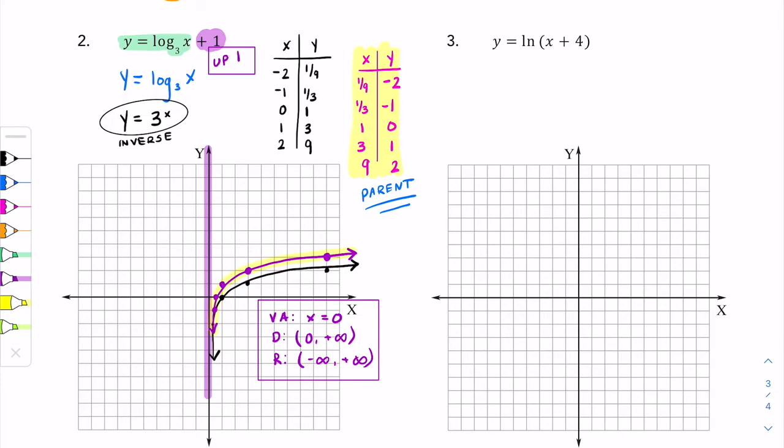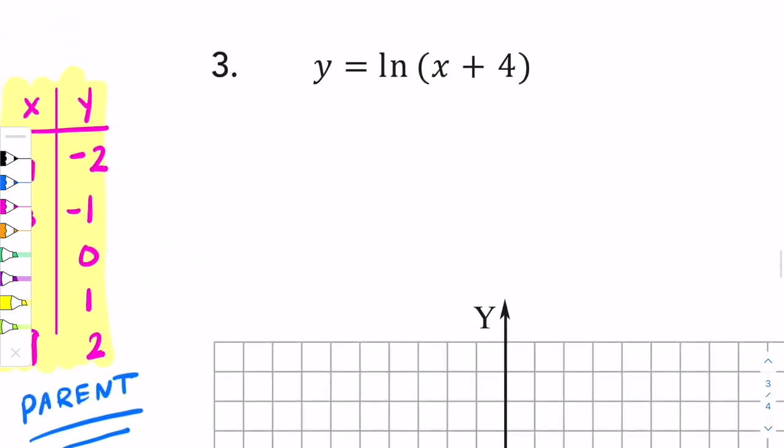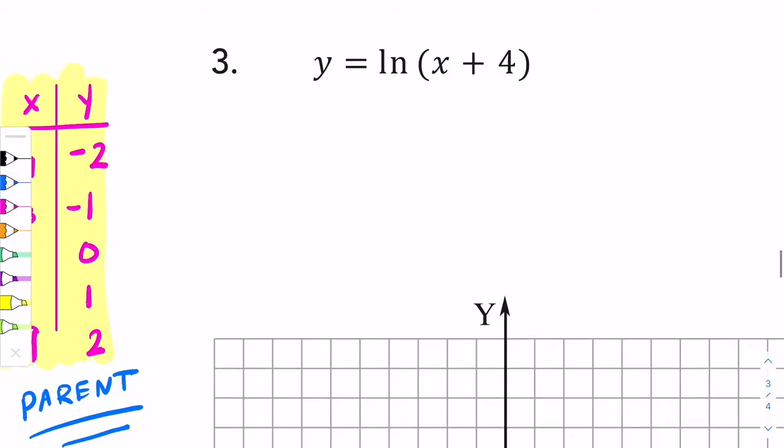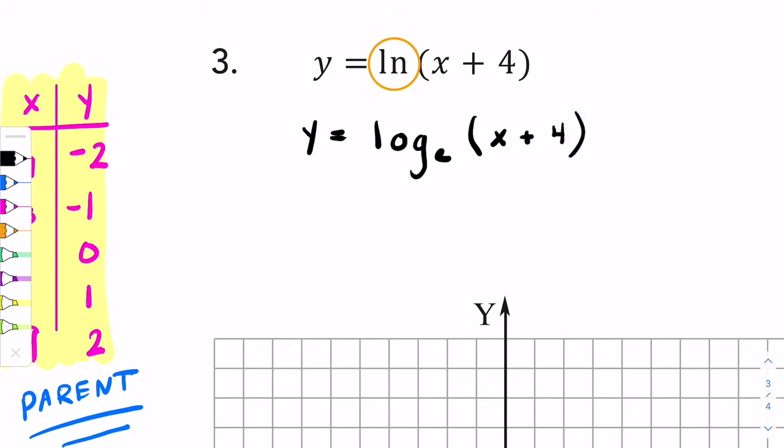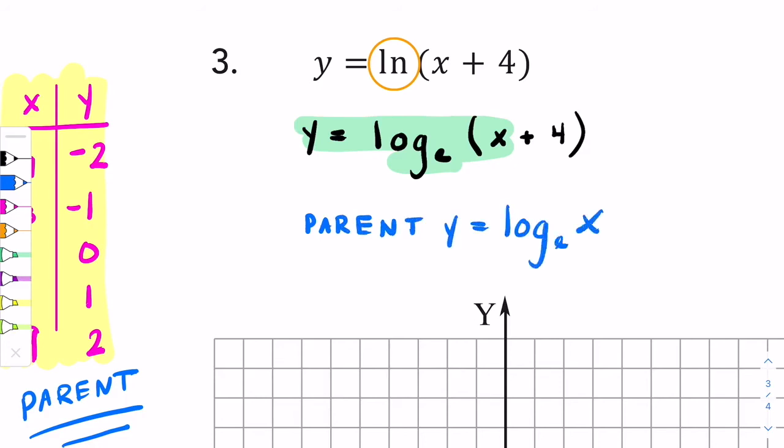Number 3, y is equal to ln of x plus 4. Whenever we see ln, we know that's really log base e. Ln or log base e are the same thing. So I'm going to rewrite this as log base e, and I'm going to indicate that my parent function from this point is y equals log base e of x, of which I can find the inverse for. And the inverse is y equals e to the power of x.